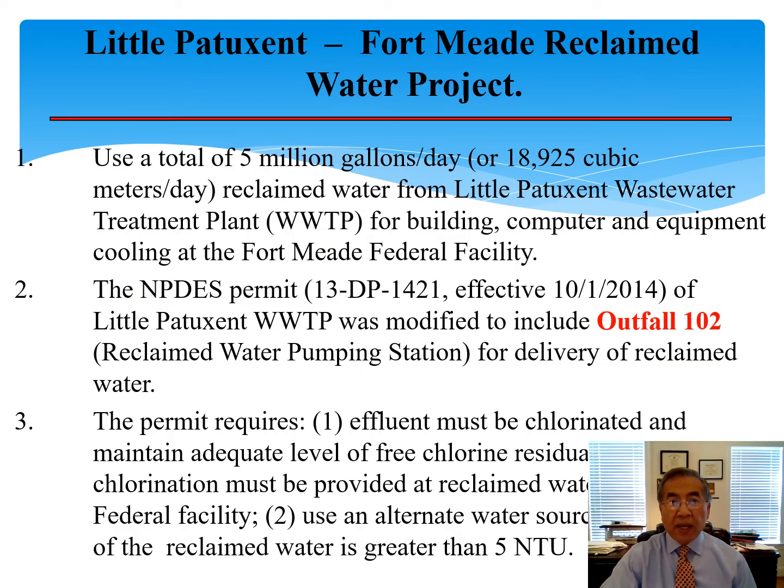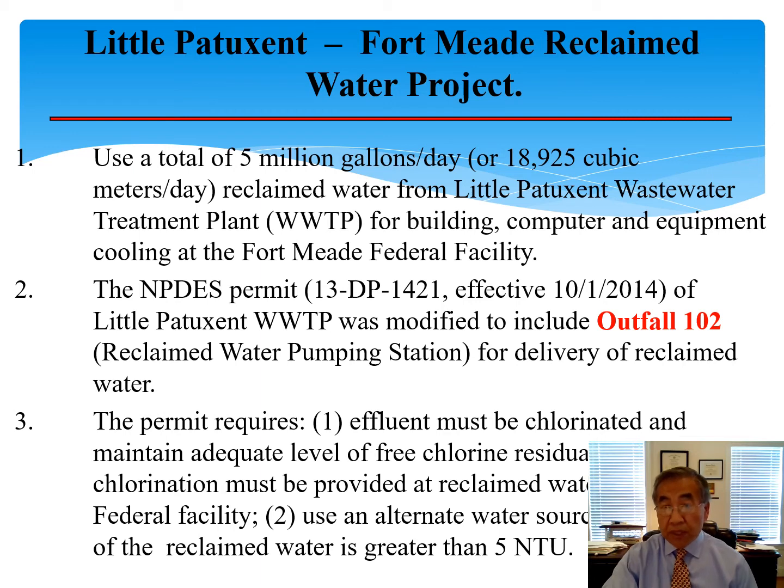So for Little Patuxent, this wastewater treatment plant goes to the end user. In this project, the water reuse volume is 5 million gallons per day; we permitted them roughly 19,000 cubic meters per day from this Little Patuxent treatment plant going to cooling the building at the Fort Meade federal facility, and also cooling the equipment and computers.